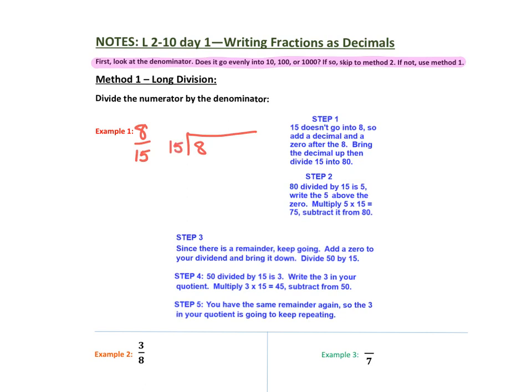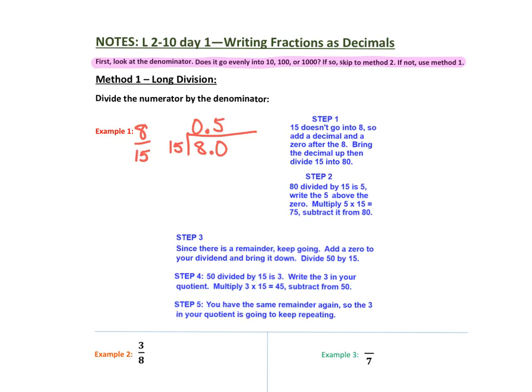Top dog goes in the doghouse. We go 15 into 8. Doesn't go. So we'll put a 0 above it. And now we're going to put a decimal after the 8 and bring it straight up into our quotient and then add a 0 after the decimal. Now we're just going to ignore the decimal and treat that like the number 80. We say 15 goes into 80 5 times.